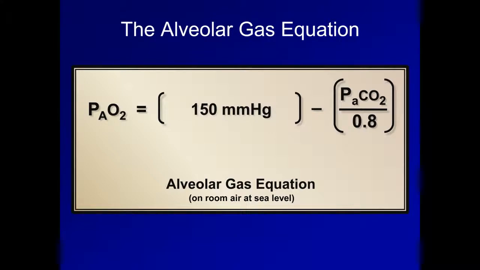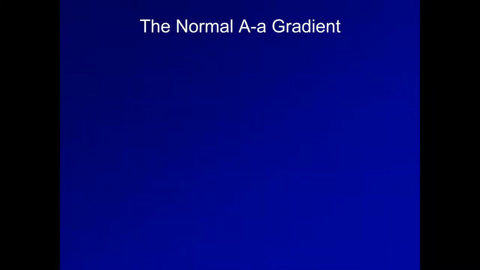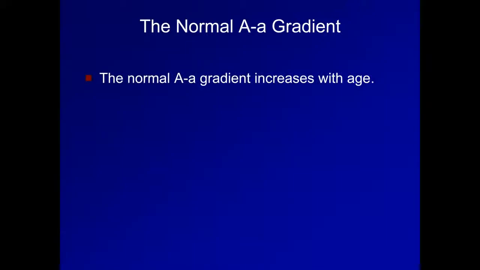So now that we can estimate P big A O2, and since P little a O2 can be measured directly, we can now calculate the AA gradient. However, we need something to compare it to in order to know if a patient's AA gradient is actually abnormal. Unfortunately, there is no one normal range for the AA gradient because it increases with age. There are several equations floating around that will allow one to estimate the normal AA gradient for age, all of which are empirically derived. I don't think anyone can really say which equation is best per se or most accurate, but the most frequently employed one is this.